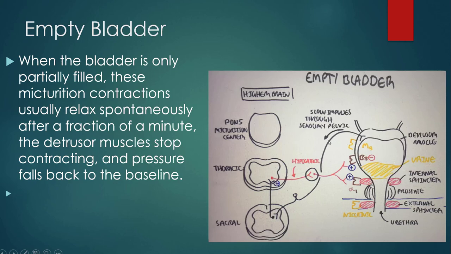Sensations are sent to the sacral plexus and by the hypogastric plexus sympathetic supply to the bladder, so the bladder wall is relaxed and the neck is contracted when the bladder is empty.